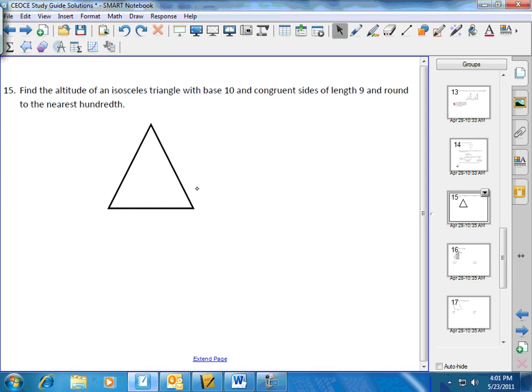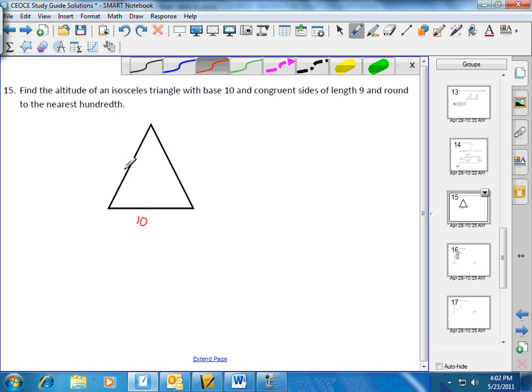Okay, now we're looking at number 15. Find the altitude of an isosceles triangle with base 10 and congruent sides of length 9 and round to the nearest 100th. So we've got an isosceles triangle with a base length of 10, and the legs, the congruent sides, have a length of 9 units. And we're asked to find the altitude.